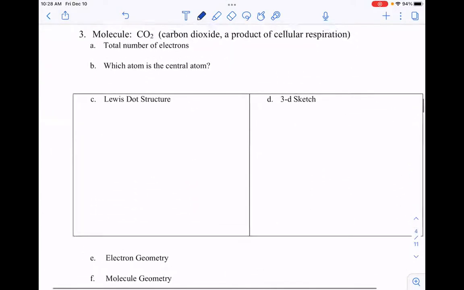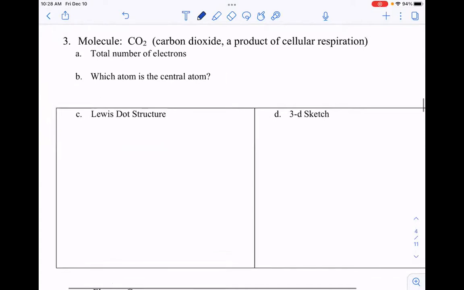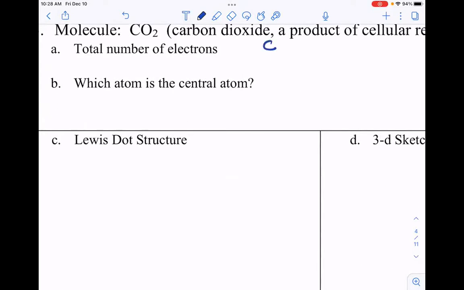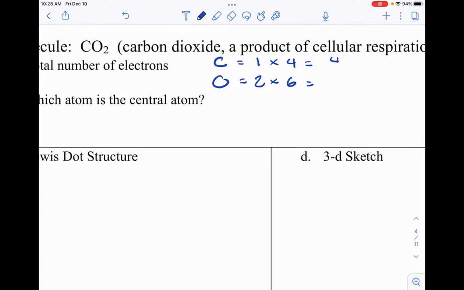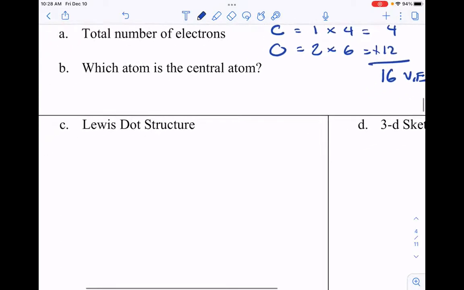So we're going to go ahead and move on to CO2. Okay, and so total number of electrons, same deal, guys. I have carbon and oxygen. How many of each? What is their group number? One carbon, 2 oxygen. Carbon is group 4, oxygen is group 6. Awesome. And so 1 times 4 is 4, 2 times 6 is 12. So you get a total of 16. So there are 16 valence electrons that we're going to have to place in our Lewis dot structure.